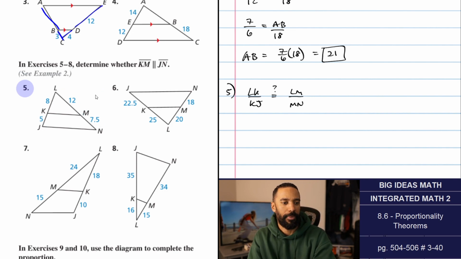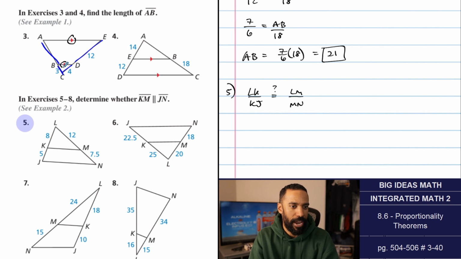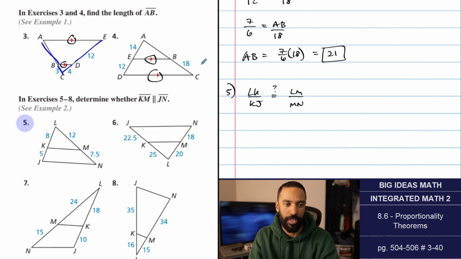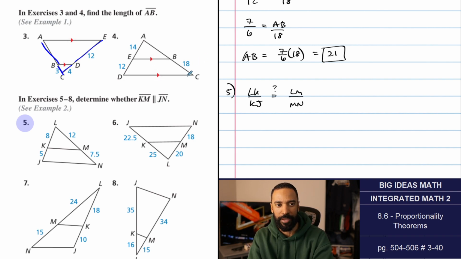And by the way, I don't know how much I made mention of that for the first two sets here. The lines are parallel, which allows me to do that proportionality. You can't do it just because. You'd have to know that the lines are parallel for that to happen. I don't know if I mentioned that.